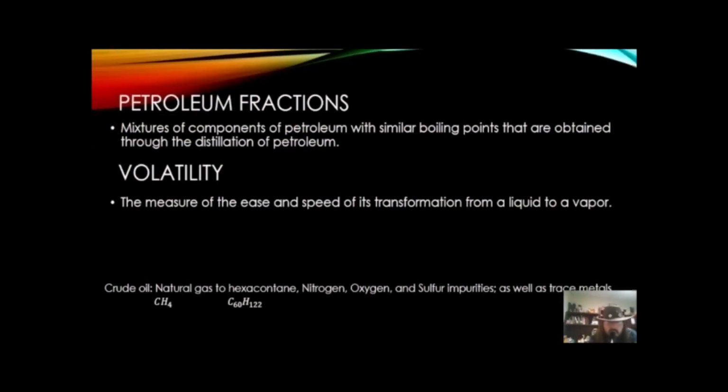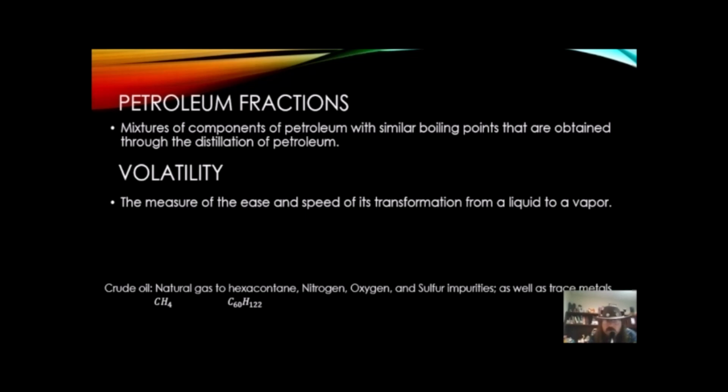Now, one of the things we get through distillation is various petroleum fractions, which are mixtures of components of petroleum, all with similar boiling points that are obtained through distillation of petroleum. Now, there are a variety of different chemicals, but we can say all the alkanes between, say, C5 and C20 are types of petroleum products. They can be separated based on their volatility. This is a term that will come up a lot this chapter.